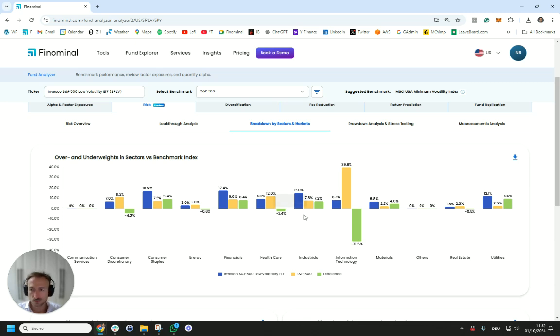Here we can see, for example, the largest overweight in this case would be an overweight to financial stocks, which indicates they're less volatile. You can see also the difference over here, right? For example, tech stocks are more volatile, so the weight in SPLV is lower.